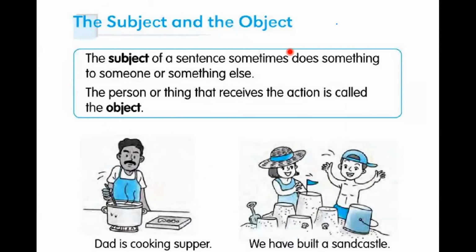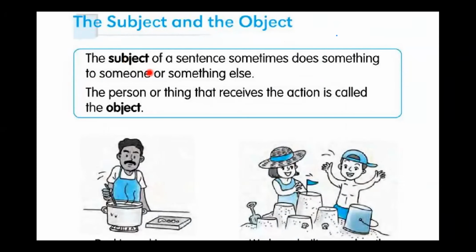Now let's see them in detail. The subject of a sentence sometimes does something to someone or something else. The person or thing that receives the action is called the object.